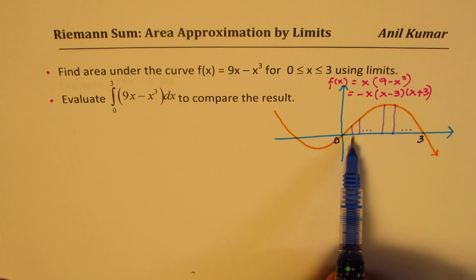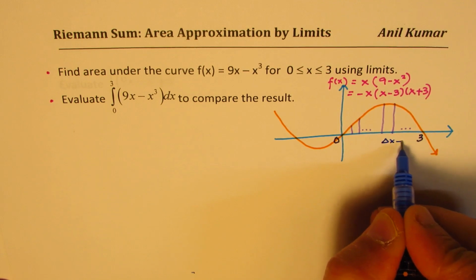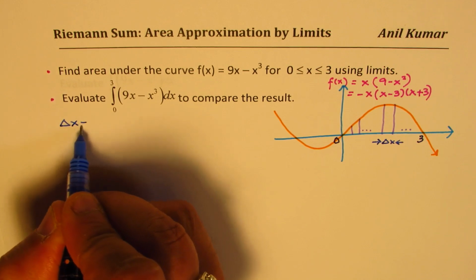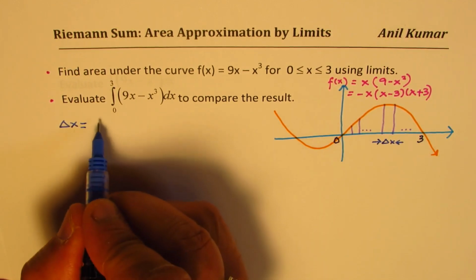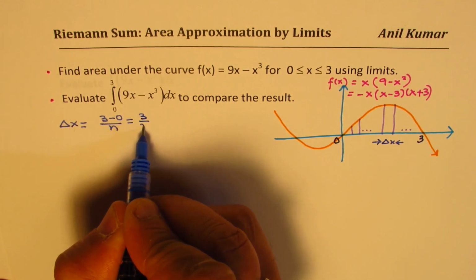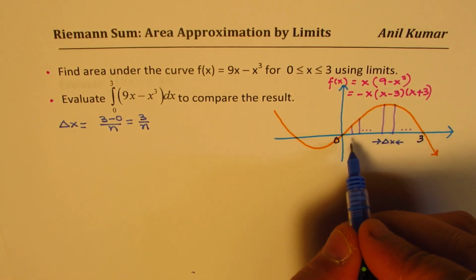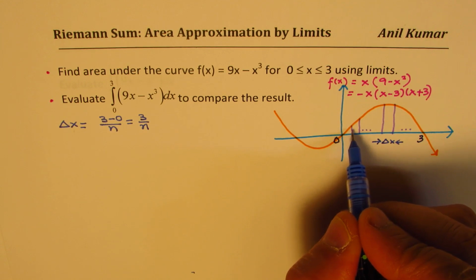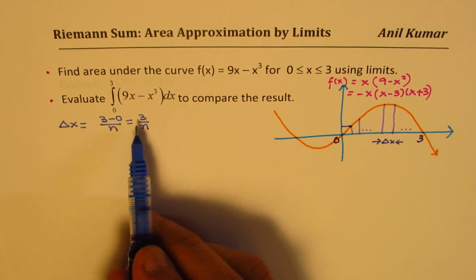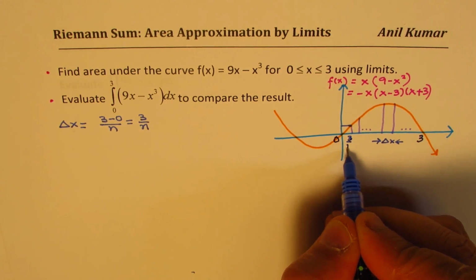Let us see what is going to be the width of each rectangle. So let's say width is delta x. Then we need to figure out what this width is. So delta x is going to be 3 minus 0 divided by n. So that will be 3 over n. So basically it means that each rectangle is spaced so that the right hand corner of the rectangle is 3 over n units away. So the first one will be at 3 over n, correct?